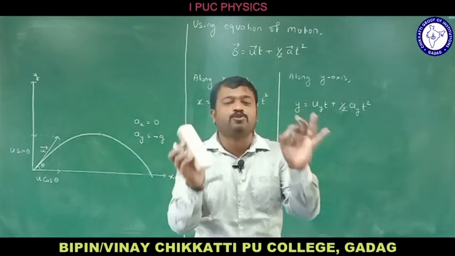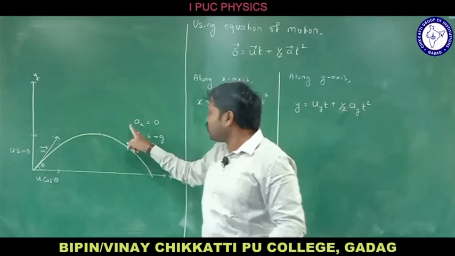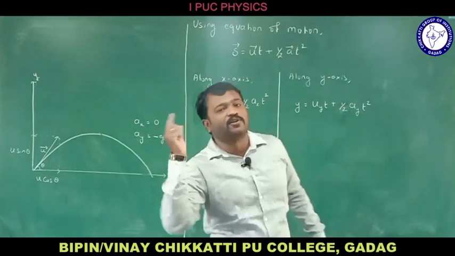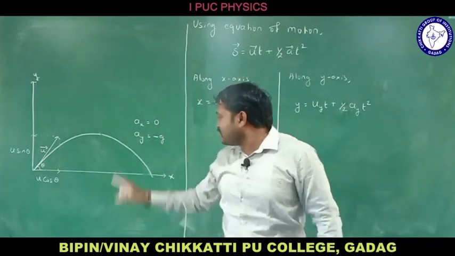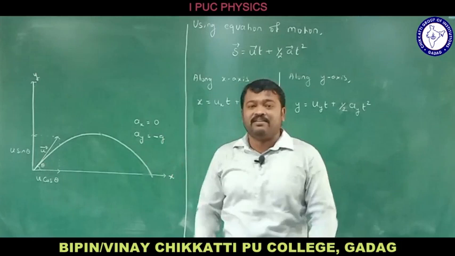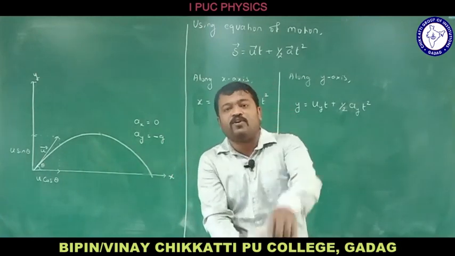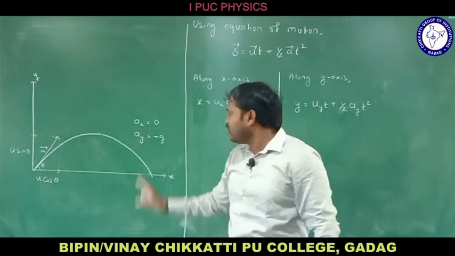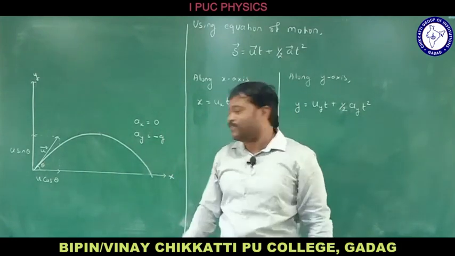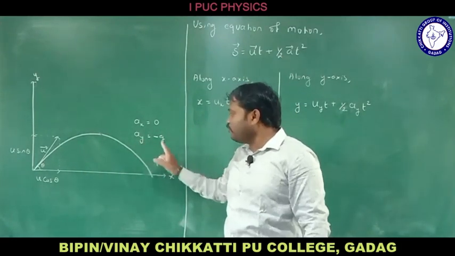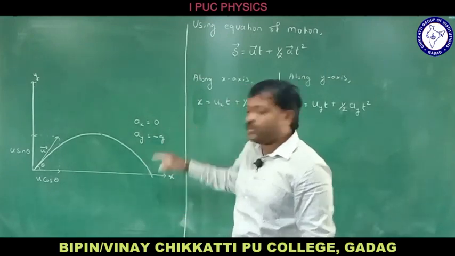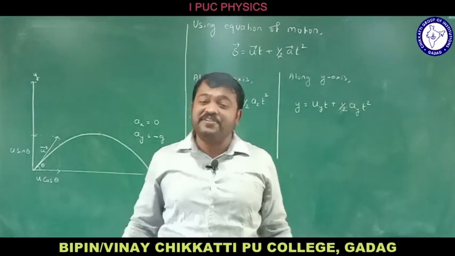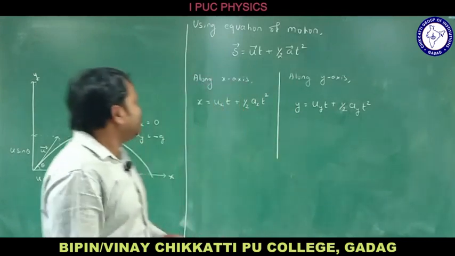Whenever there is a projectile motion, what is the acceleration along x axis? Zero, because we are not applying any force on that object. What is the acceleration along y axis? Minus g, because the acceleration due to gravity is always downwards. Because the gravitational force is downwards, acceleration is also downwards. So Ay is equal to minus g, and this is the same for all projectile motions. Do remember this. Okay, now let me begin with the derivation.